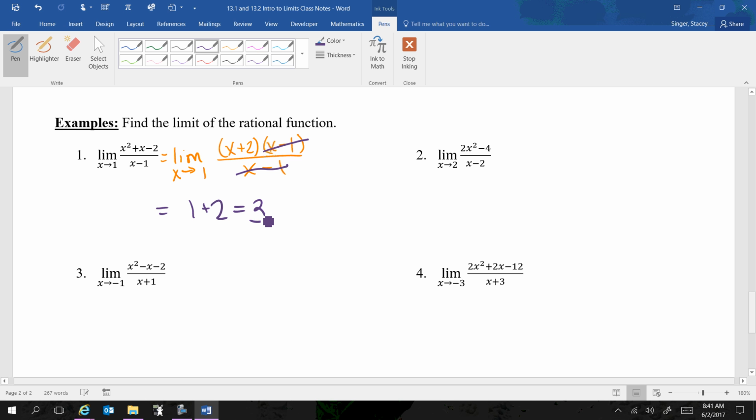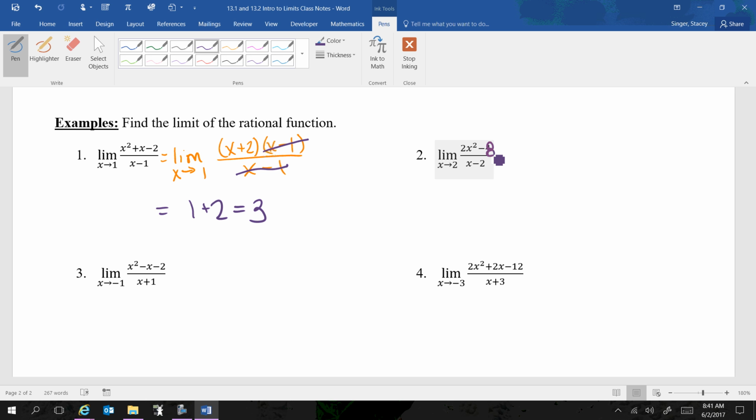Alright, number 2. Oh shoot, this should be 8. Otherwise it doesn't work how I want it to. Alright, limit of 2x squared minus 8 divided by x minus 2 as x approaches 2. So if I plug it into the denominator, the value that I'm approaching for x, 2 minus 2 gives me what? 0. So that means it's indeterminate. I can't solve it until I simplify my function.